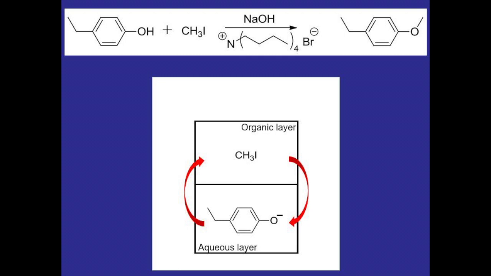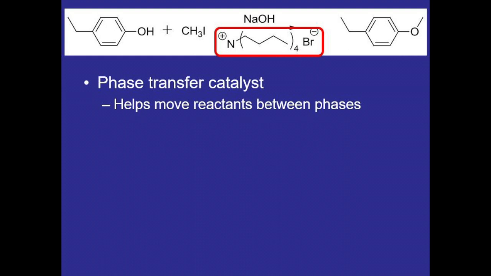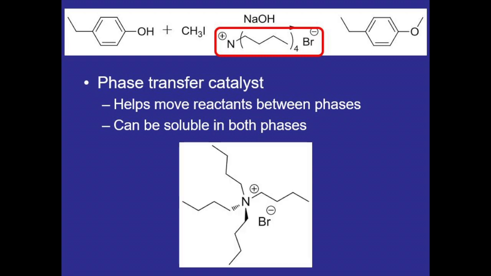form the product. One way to do this is to use a phase transfer catalyst, and in this reaction we'll be using Tetrabutylammonium Bromide. And what a phase transfer catalyst does is it helps move reactants between phases. And it's able to do this because it can be soluble in both an aqueous and an organic phase. So if we take a look at tetrabutylammonium bromide, we can see large organic groups coming off of the molecule, allowing it to be soluble in an organic solvent, but the charged ionic center allows it to be soluble in the aqueous phase as well.